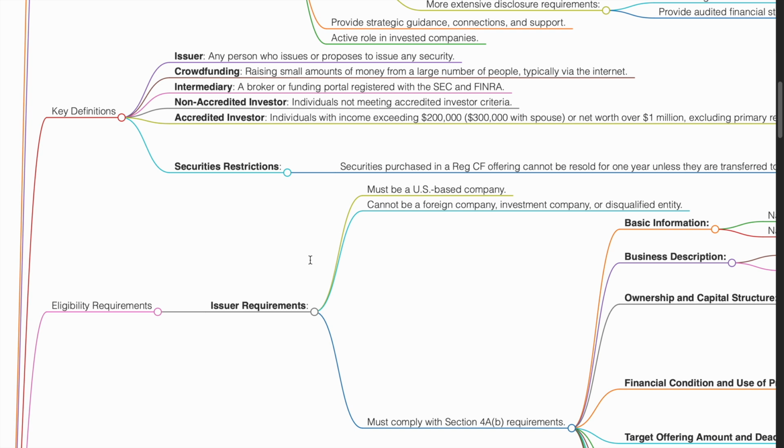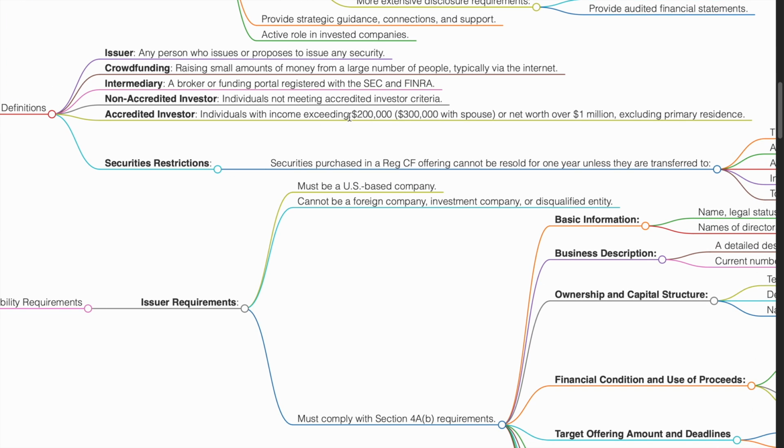Crucially, then, the investor, which is putting money into these platforms, into the various companies that they want to invest in, these are the so-called non-accredited investors. So they don't typically meet the accredited investor criteria, which, by the way, is defined as individuals with incomes exceeding $200,000, or $300,000 with a spouse, or a net worth of over $1 million, excluding the primary residence. So this is for people not accredited. Just to be clear.